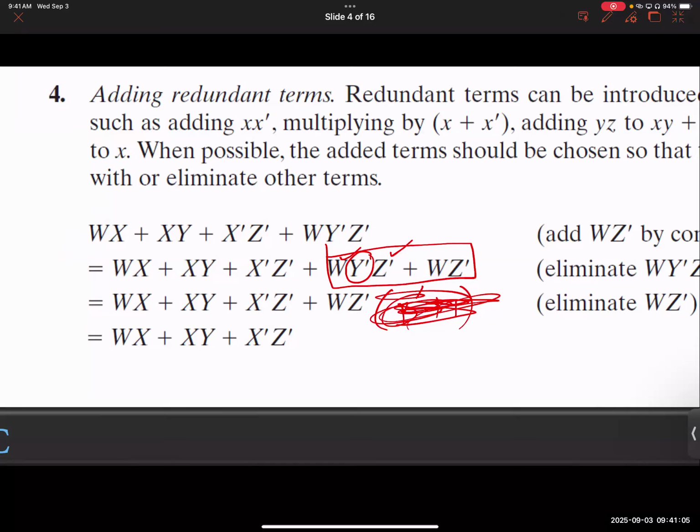But now, using the same theorem which you used to create this term, we could just eliminate it. Okay, x and x prime, and you have wz prime with it. So wz prime is redundant. Let's just get rid of it. Done. So you just created it temporarily to help eliminate another term.